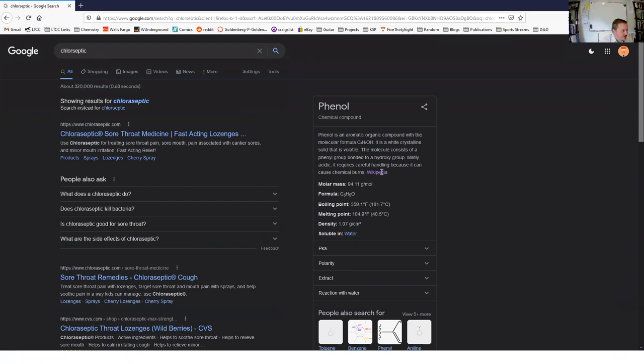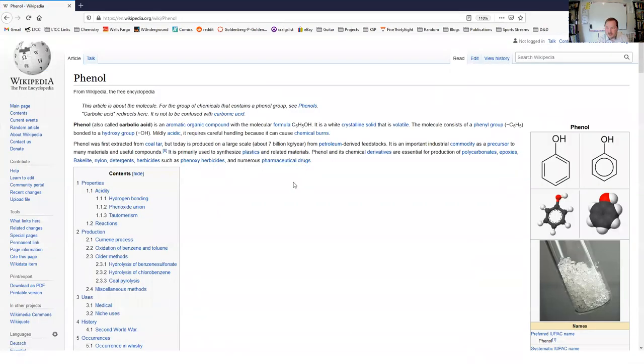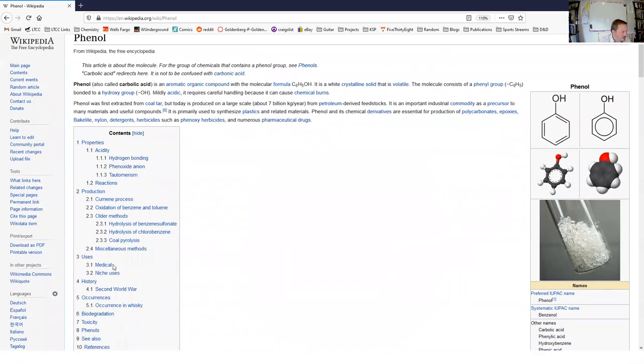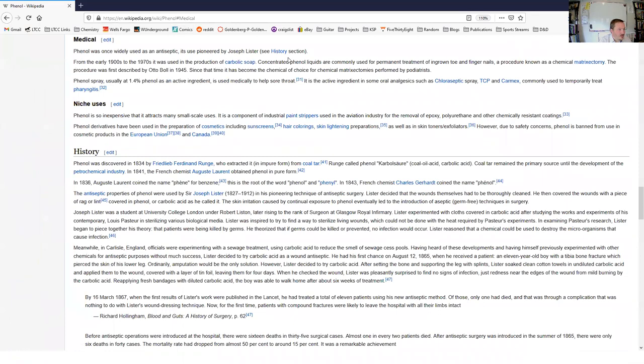There's a couple different versions, but in particular, the kind that you spray in the back is actually a compound called phenol that's dissolved in usually ethanol, which is drinking alcohol. That would be a case of phenol spray, 1% phenol spray as the active ingredient, usually in ethanol, meaning drinking alcohol.